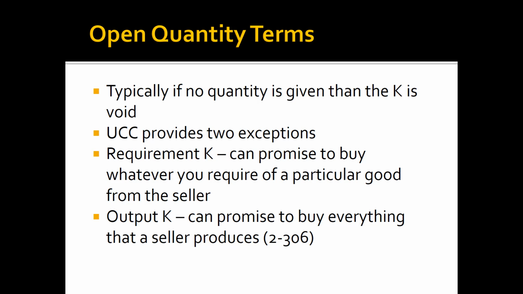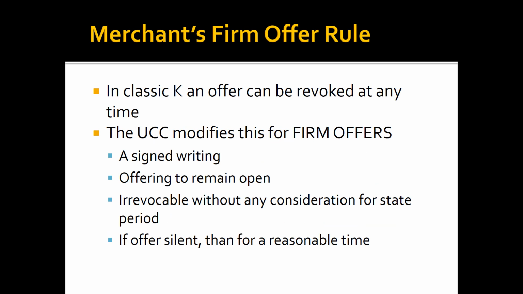Open quantity terms. Now this is something that the UCC doesn't like. If you don't tell me how many of something you're selling, so if you say I'm selling you balloons at 3 cents each, but you don't tell me how many, that's not a contract yet under the UCC, with 2 exceptions. Requirement contracts, where I say, I don't know how many I'm going to need, but however many I need, I'm going to buy from you. It's a valid contract. Or an output contract, that's UCC 2-306. I don't know how much you're going to produce, but whatever you produce, I'll buy. Both of those types of contracts are valid.